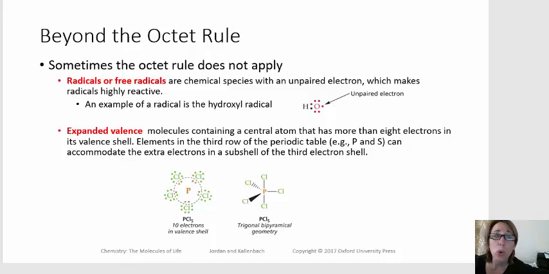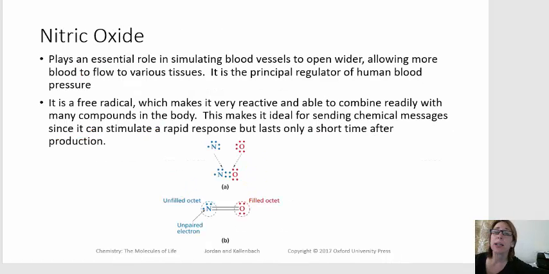However, sometimes free radicals are important. For example, nitric oxide is a free radical, and it's a short-lived messenger chemical in human beings.